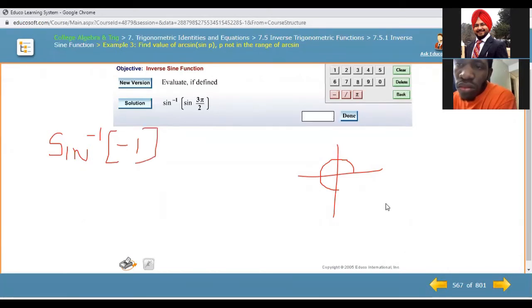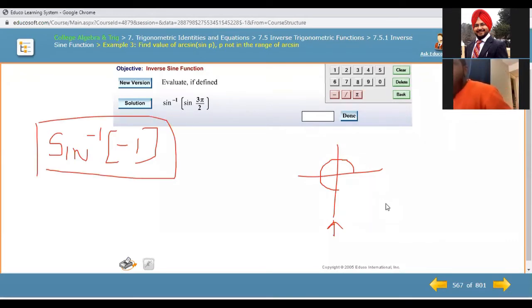Okay, now -1 is this value here. Now I'm calculating sine inverse of sine. If we are calculating inverse for a positive number, it is in the first quadrant. If we are calculating for a negative number, it is in the fourth quadrant, because we always say inverse of sine is between -90 to +90.